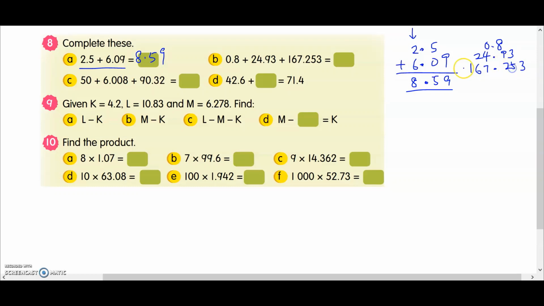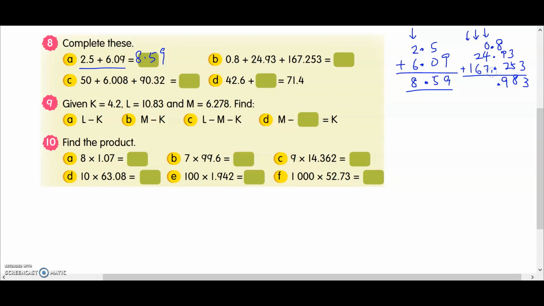167.253. Then we plus. Okay, if you notice, all the decimals are in the same row. The decimal points are in the same row. And then your ones are in the same row. Tens are in the same row. Hundreds in the first row. Okay, then we plus. This is 3. This is 8. This is 19.